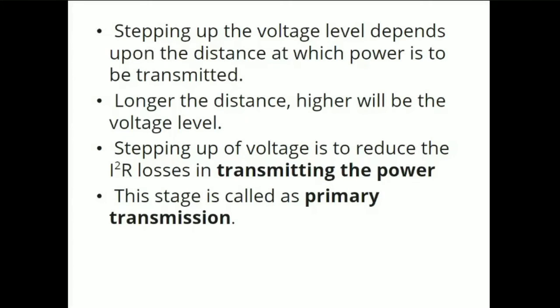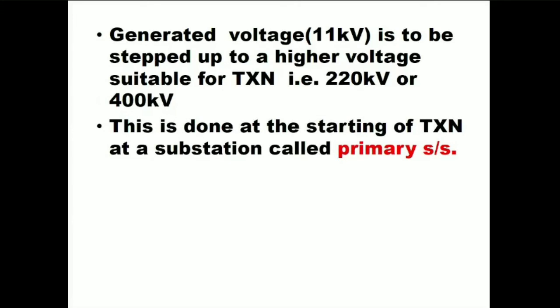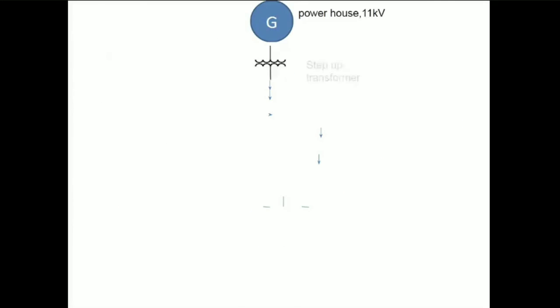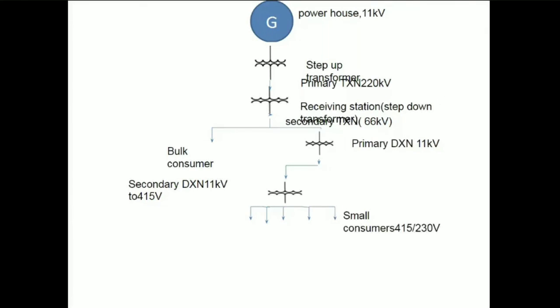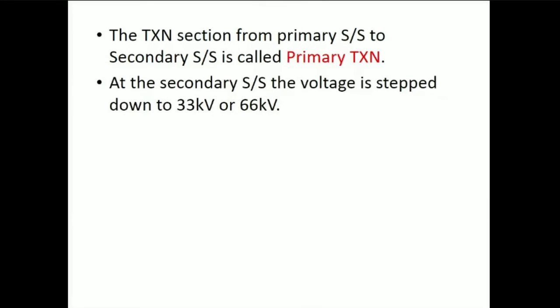This stage is called primary transmission. Generated voltage 11 kV is to be stepped up to a higher voltage suitable for transmission, that is 220 kV or 400 kV. This is done at the starting of transmission at a substation called primary substation. A step-up transformer is employed for this purpose. The transmission section from primary substation to secondary substation is called primary transmission.